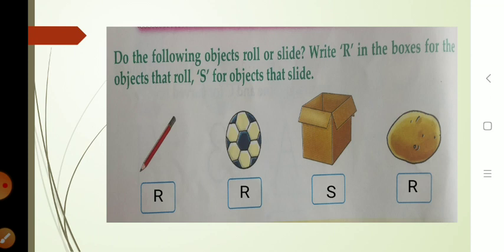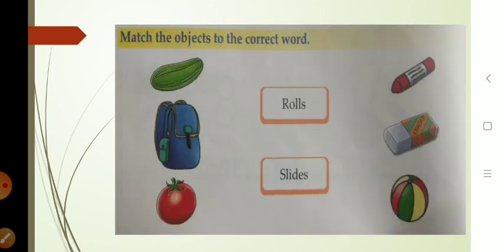Now move to our next exercise. Match the objects to the correct word. Here some objects like some vegetables, tomato and ball, crayon, etc. are given. So you have to find out whether these objects will roll or slide. If you find the object rolls, you have to match it with rolls, and if the object slides, you have to match it with slides. That is your PH.